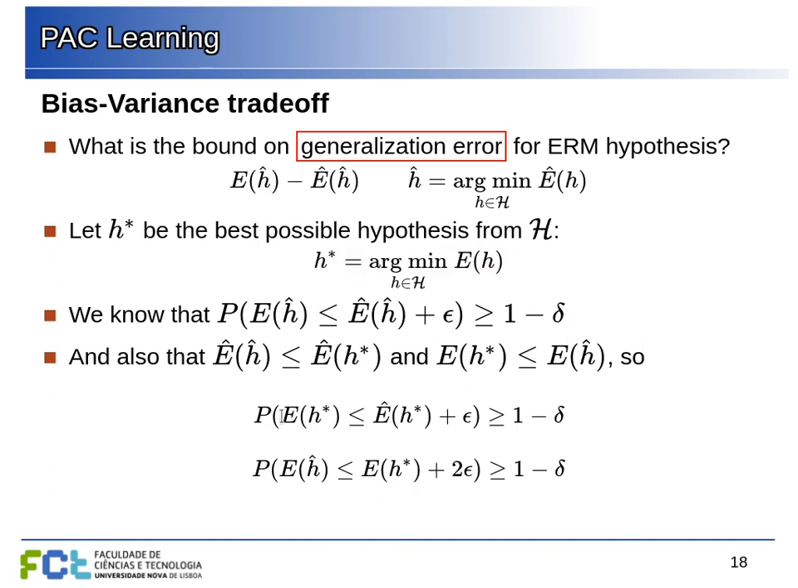So combining these two, we know that the probability of the true error of H star being bounded by the empirical error of H star, we have this delta here, and now we can combine these inequalities too, and we conclude that the probability of the true error of the hypothesis that we chose by minimizing the empirical error, this H hat, being below the true error of the best hypothesis plus 2 epsilon will be given by this 1 minus delta, and will have a lower bound at 1 minus delta. So basically, this relates the true error of the hypothesis that we chose and the true error of the best hypothesis in our hypothesis class. And this tells us that the true error of the best hypothesis in the hypothesis class plus 2 epsilon is going to give us an upper bound on the true error of the hypothesis we chose.